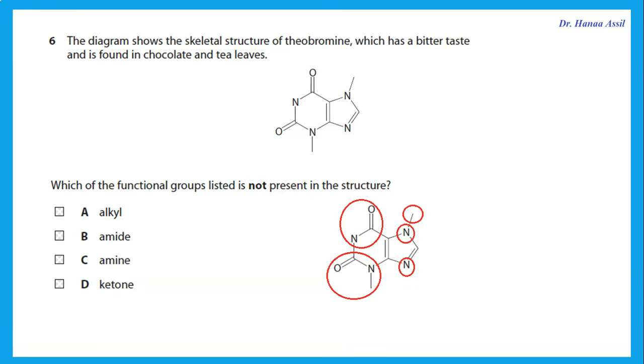Amine, that is the nitrogens that we have there, we have 2 amine groups. Do we have a ketone? We do not have a ketone. Those double bond O have a nitrogen next to it. These are amide groups, not ketones.